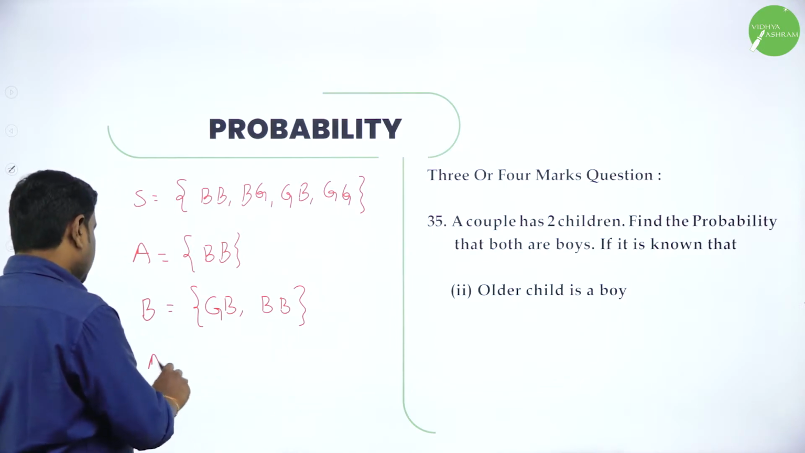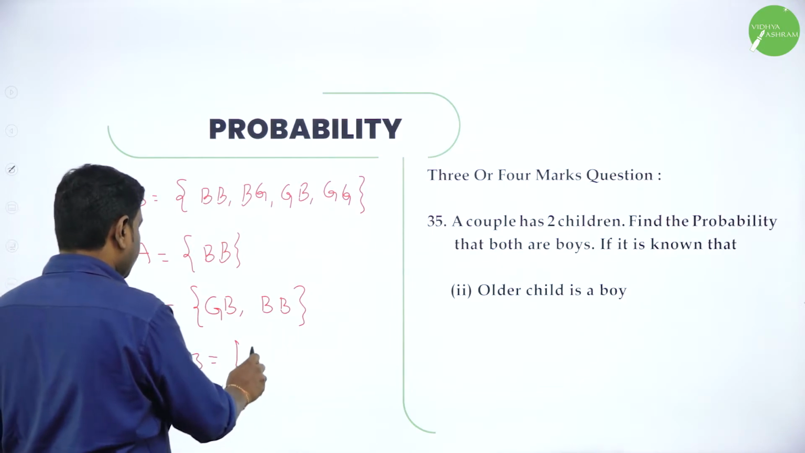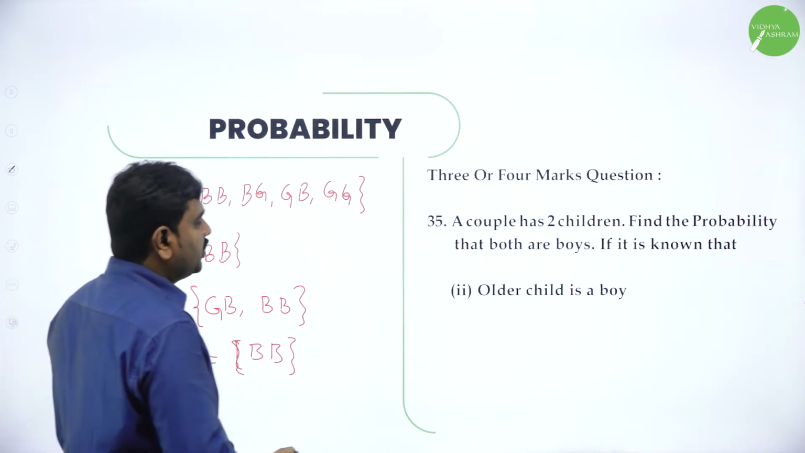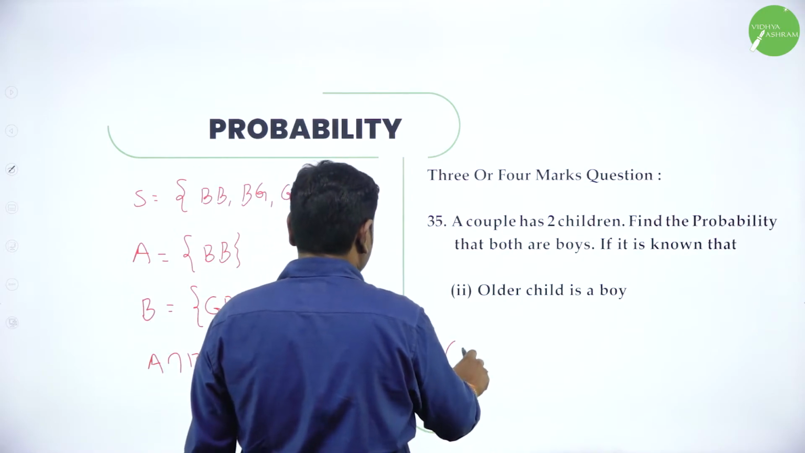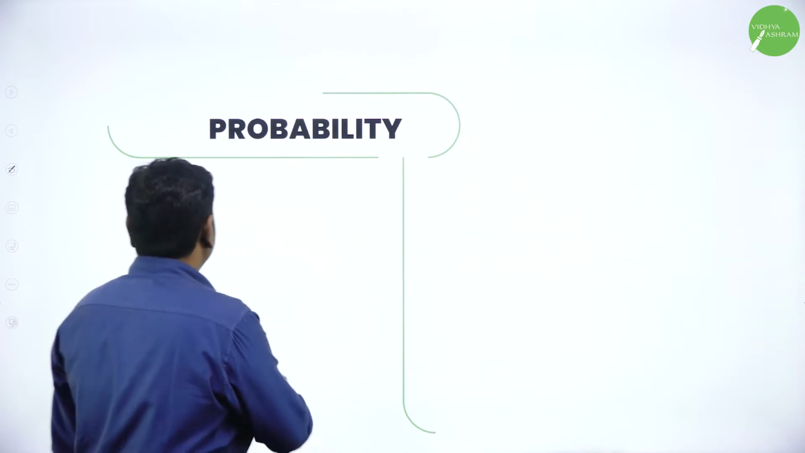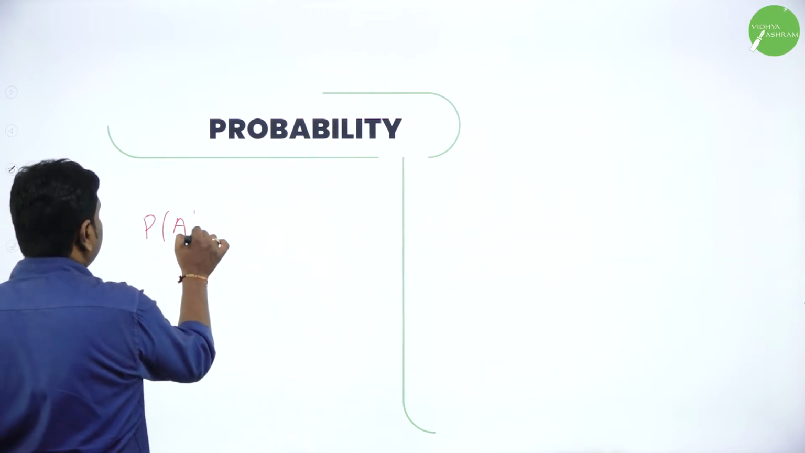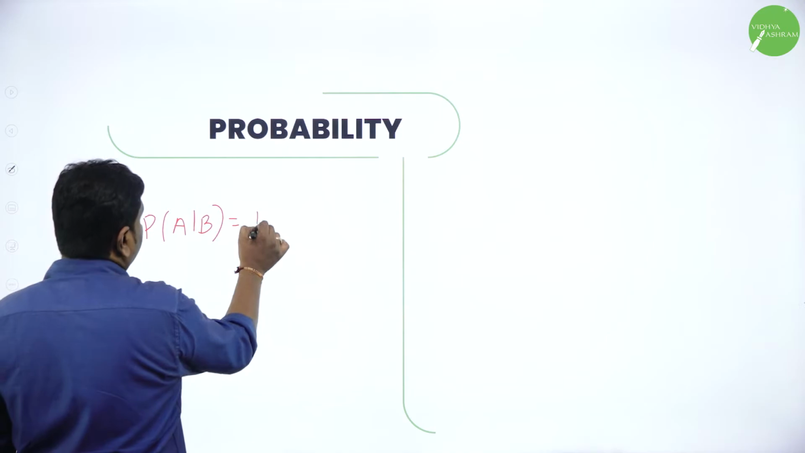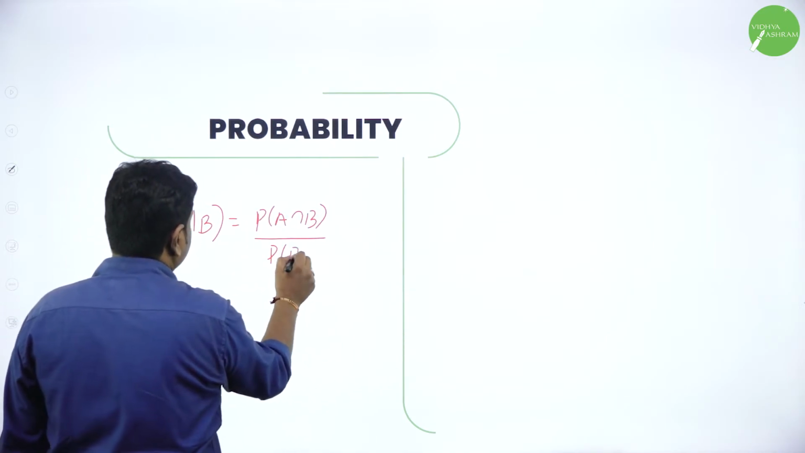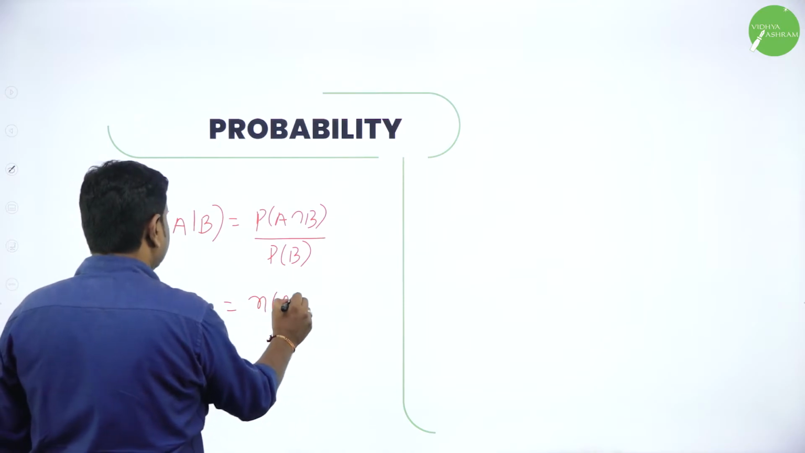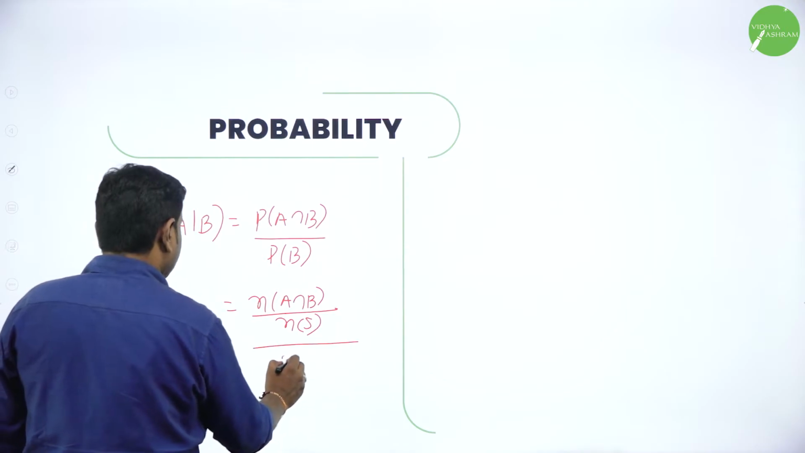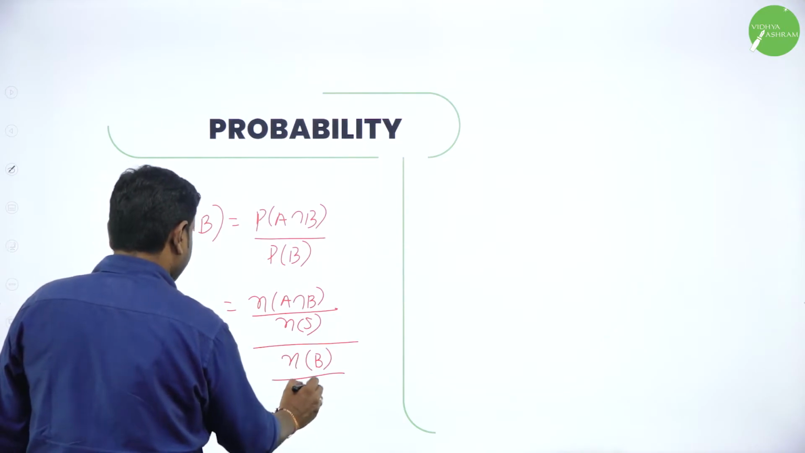So now A intersection B. What is common for both? Boy, boy. Now they want P of A by B. So what is P of A by B? You know, P of A by B is P of A intersection B divided by P of B. That is N of A intersection B divided by N of S. Similarly, N of B by N of S.